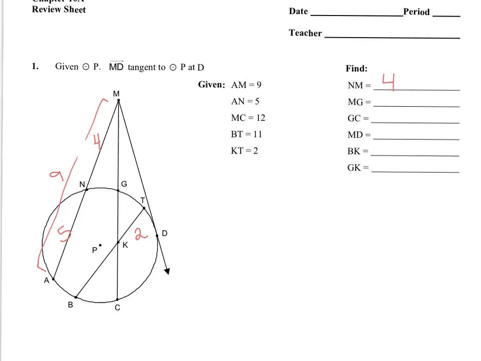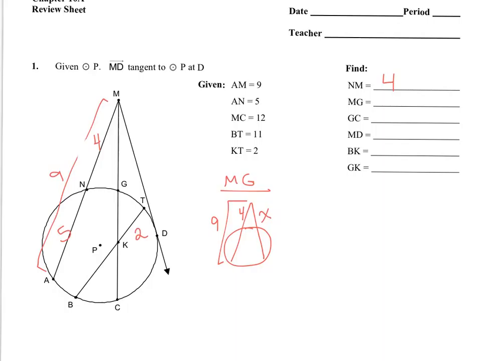MG is the external part of a secant. So I can either do secant, secant, or secant tangent. We have to stick with secant, secant because we don't have that piece of the tangent. So I'm going to redraw this. For MG, I'm going to have this picture right here, where this is 4, 9. I'm looking for MG, so I'm going to call it X.